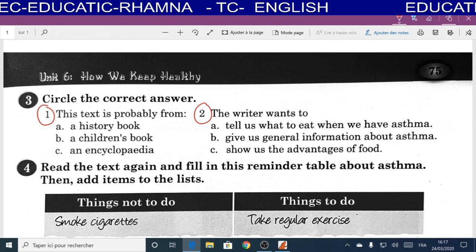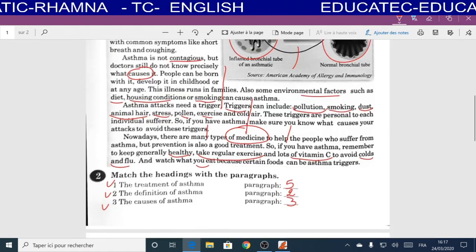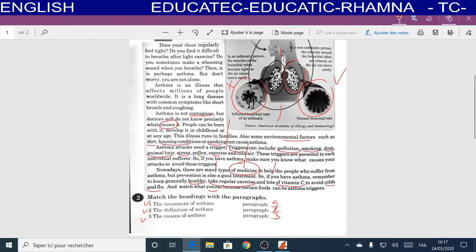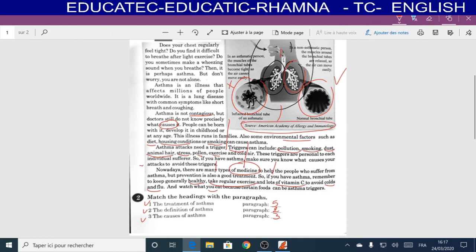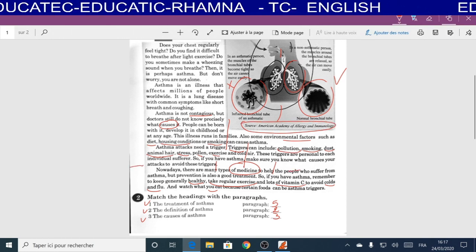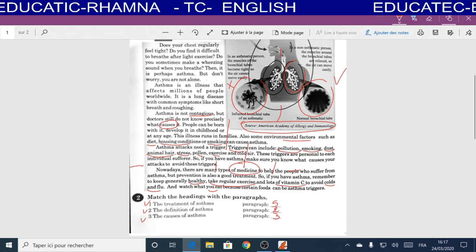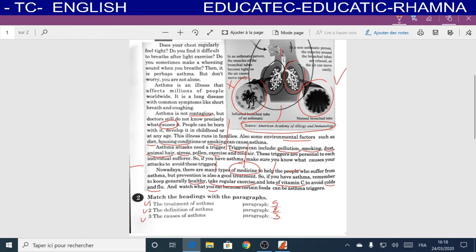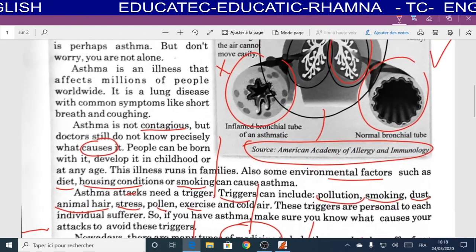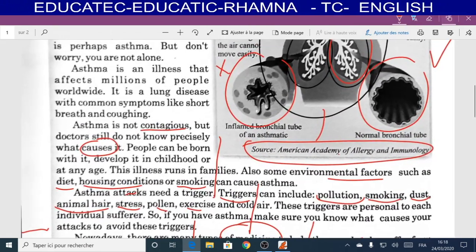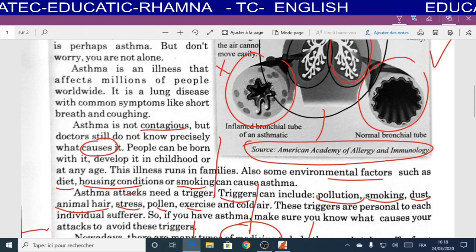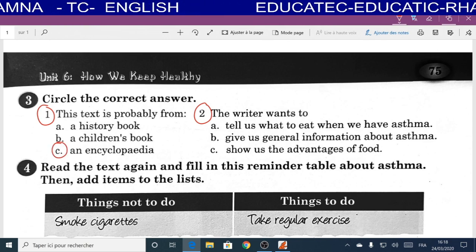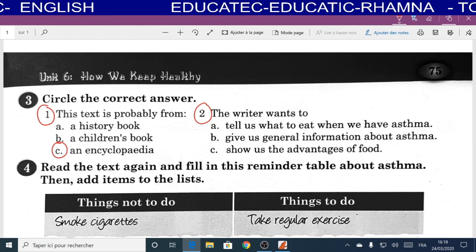I think if you go back to the activity, what do you see here? This document here, and we have a source. You see this source here? It's American Academy of Allergy and Immunology. So here the source is, of course, not a children's book. It is an encyclopedia. So the source here is American Academy of Allergy and Immunology, so it's an encyclopedia. This is the answer. Not a history book and not a children's book.